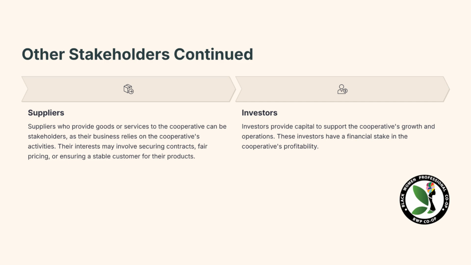Investors also play a role. They provide capital to help the cooperative grow and sustain operations, and in return, they have a financial interest in its profitability.